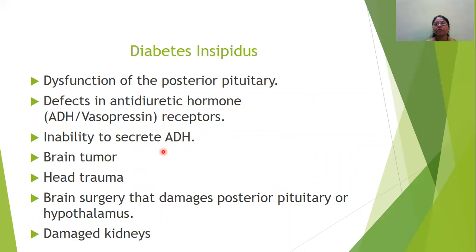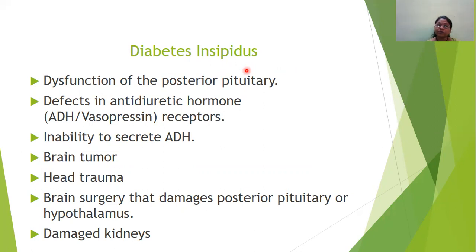Then if there is a brain tumor, then it may also damage the posterior pituitary and also damage the supraoptic nuclei, which are responsible for synthesis of ADH or vasopressin. Also, head trauma can cause dysfunction of posterior pituitary or supraoptic nuclei. So if brain surgery is there, that damages the posterior pituitary or hypothalamus and the damaged kidneys. So because of all these, the ADH function or vasopressin function can be impaired. And when the vasopressin function is impaired, it mainly causes a disease which is called diabetes insipidus, because of which urine production is not decreased, or urine volume is not decreased, and more water from the body is released out.